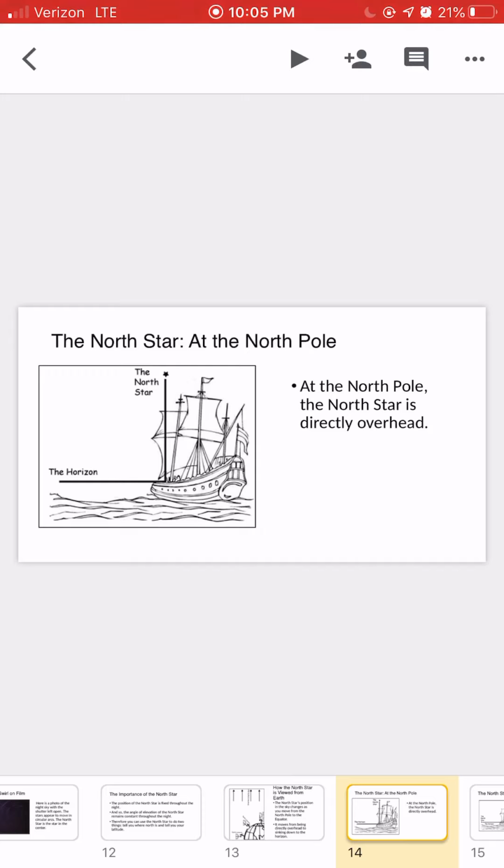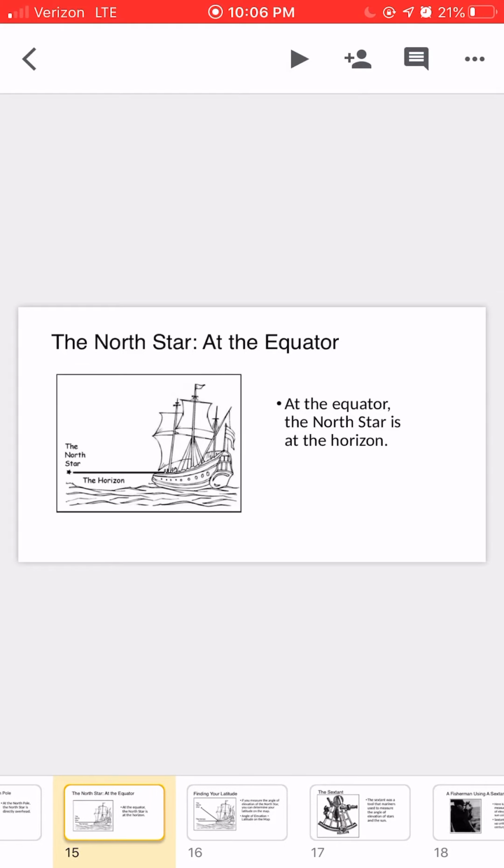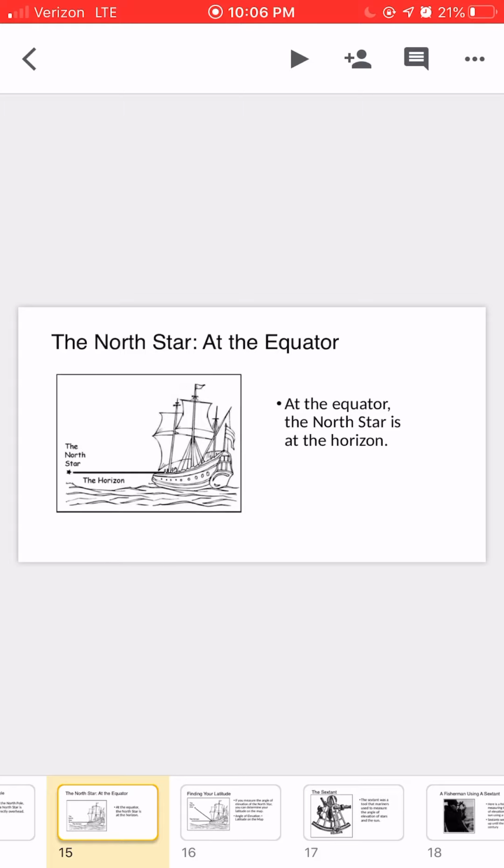The North Star at the North Pole. At the North Pole, the North Star is directly overhead. So if we were to go to the North Pole, the North Star would be directly over our head, straight up in the air. If we were at the equator, the North Star would be at the horizon. So if we look straight out, we would see it straight in front of us.